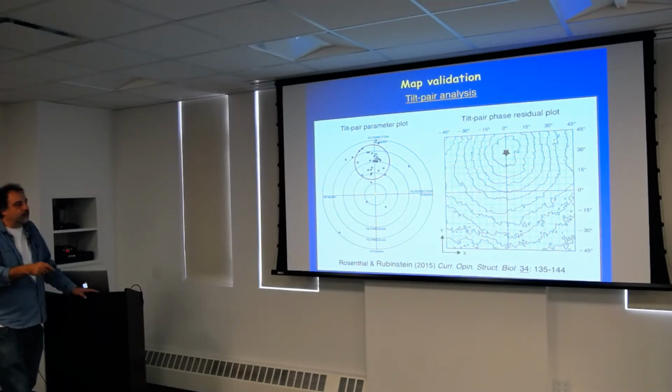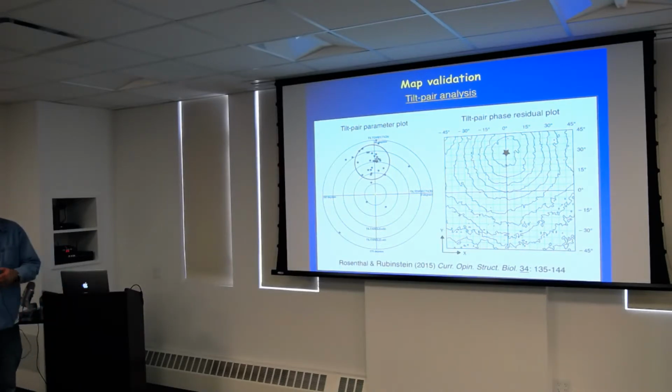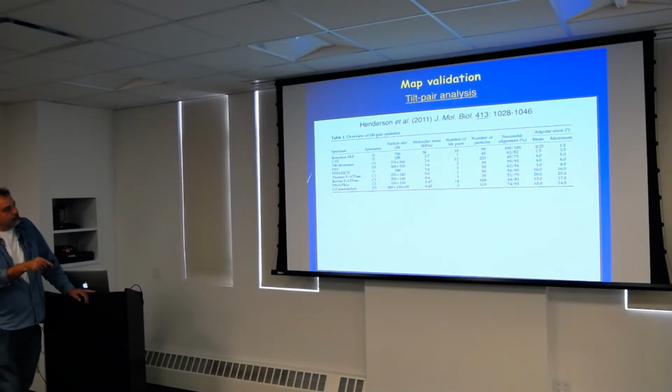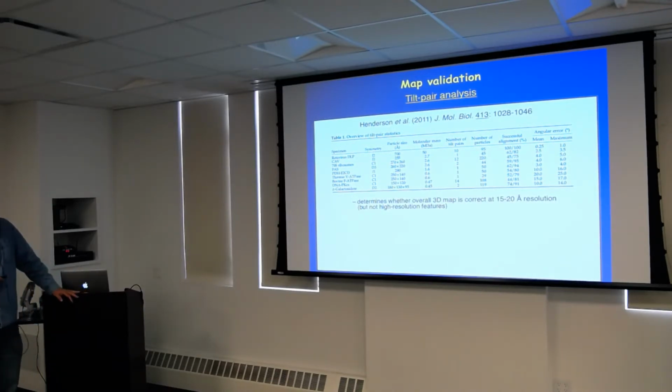There's a different way to do it with a phase plot that nobody uses. But the problem is a little bit the same as with the Fourier shell correlation. You get this plot, but at what point do you actually consider this a reliable map, and at what point do you consider this not to be a good map? And so they looked at a bunch of different things, and they came up with certain guidelines. And so what this method does, it just determines the overall 3D map. It doesn't give you any indication whether your high resolution is correct. It just assesses the envelope, basically.